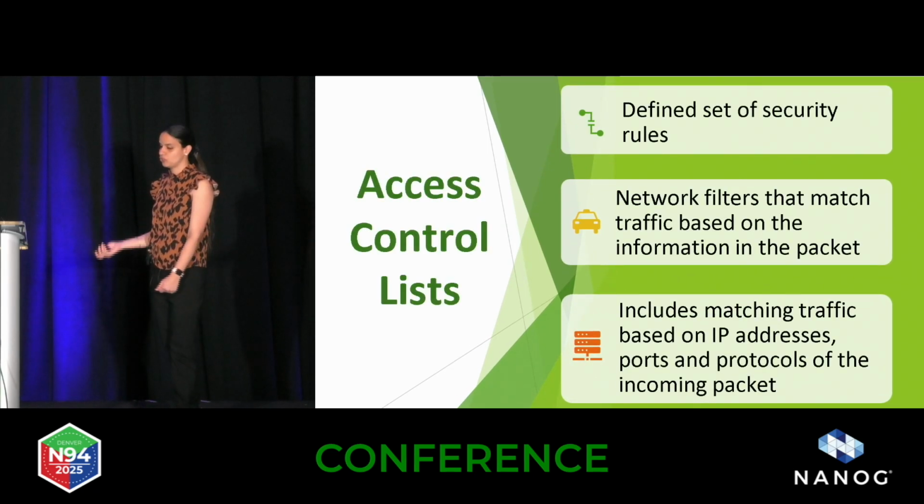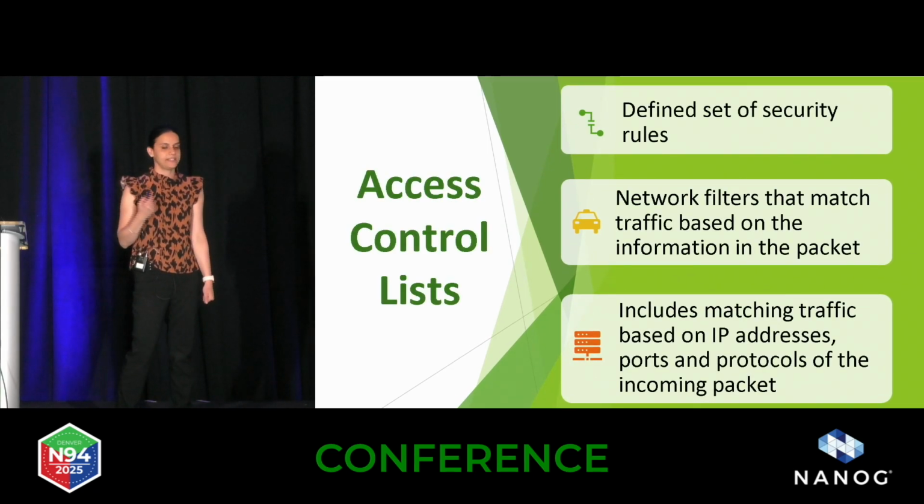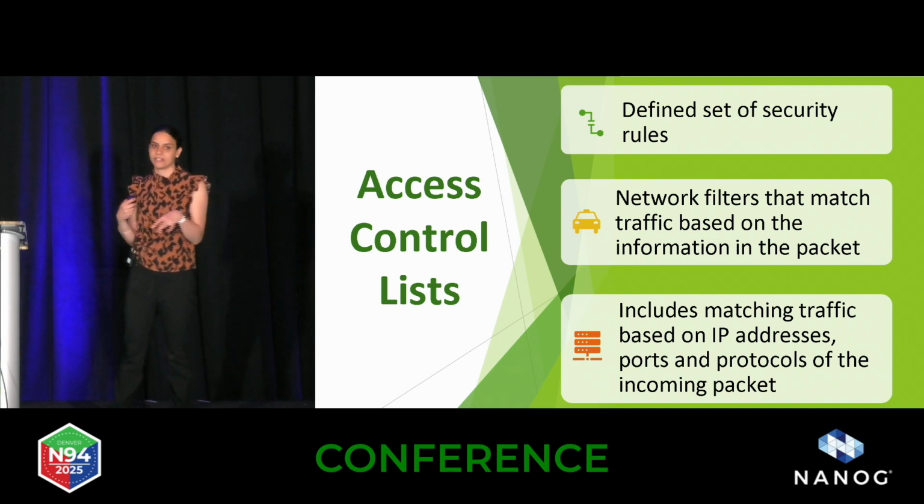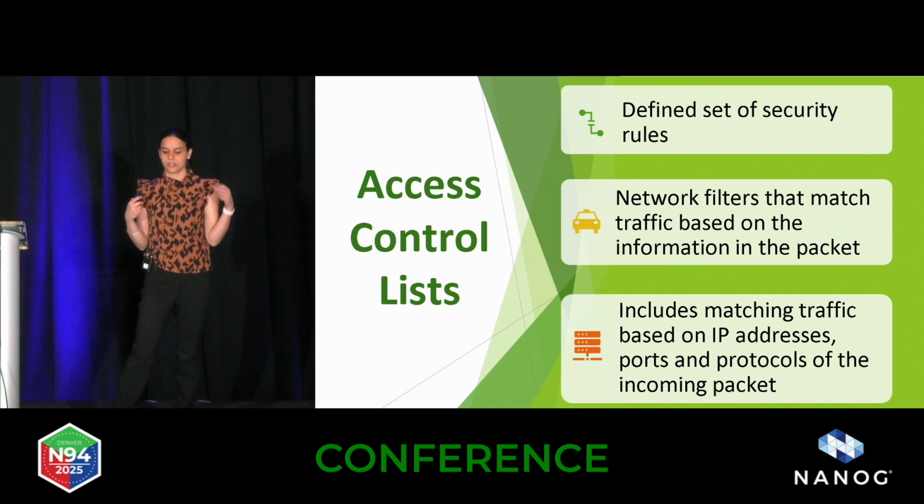Next is an access control list. It is a defined set of security rules that is added to a firewall. The network filters match traffic based on information on the packet, which is source IP, source port, destination IP, and destination port.